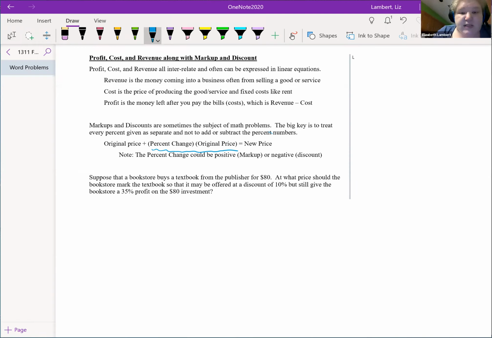All right, so let's check out this quasi-realistic question. Suppose that a bookstore buys a textbook from the publisher for $80. At what price should the bookstore mark the textbook so that it may be offered at a discount of 10%, but still give the bookstore a 35% profit on the $80 investment? Okay, so we need to figure out a 35% profit on the $80 investment, and then we need to figure out what would the bigger price be, so when I take 10% of that, I get back to that price I figured out in the first step. Very weird.